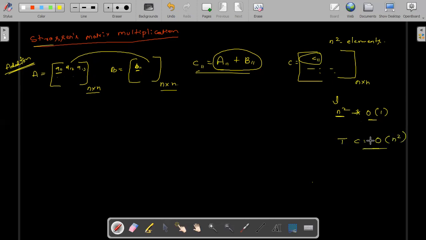This is what we already discussed. If you want, I will give you the for loop also. For i is equal to 1 to n. I am writing just a small code, that's it, nothing extra.